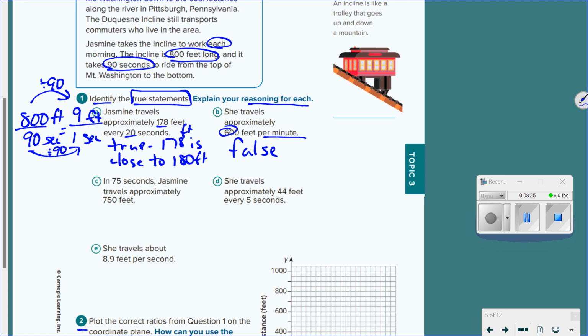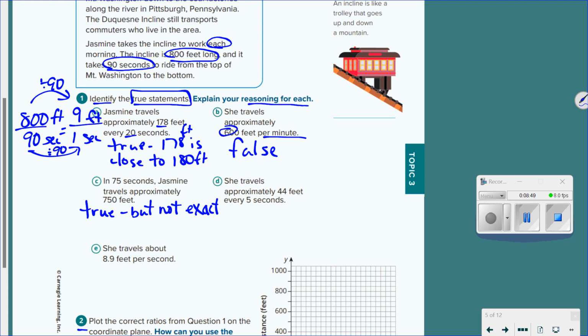Now, 75 seconds is 750. So 1 times 75 gives me 75. 9 times 75, well, 9 is almost 10, right? Is that going to be close to 750? Yeah. That was actually pretty close. So this one is true, but not exact. It's a little bit far.